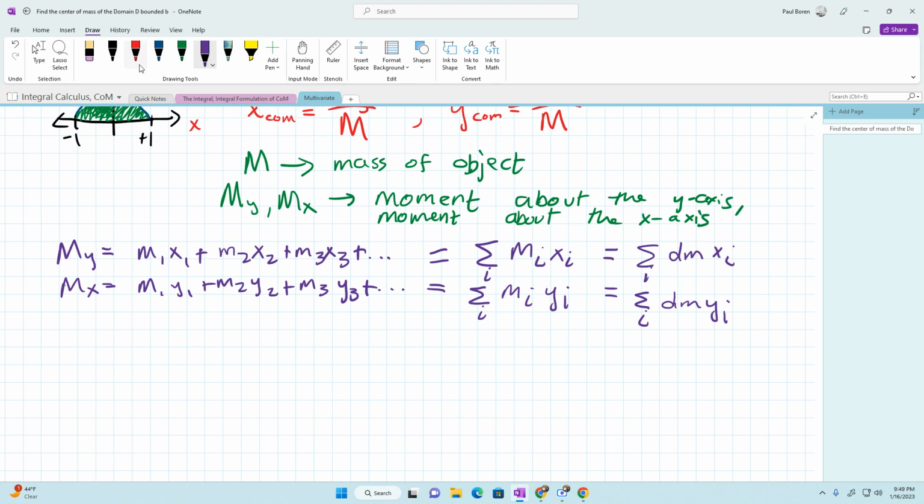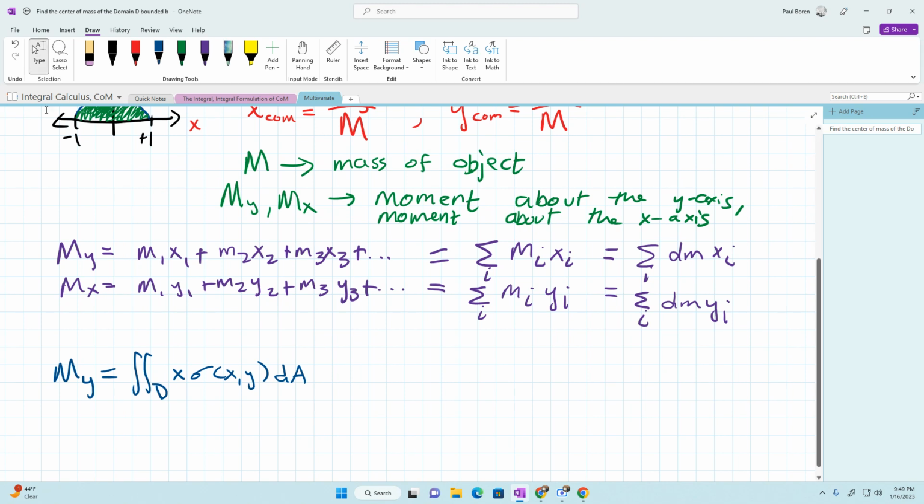Now here's where I'm going to introduce what you might have seen before if you've looked into multivariable calculus and center of mass, which is the calculus explanation for the moments. Our moment about the y-axis in calculus is written something like this. We'd have a double integral over our domain D of x times our mass density dA.